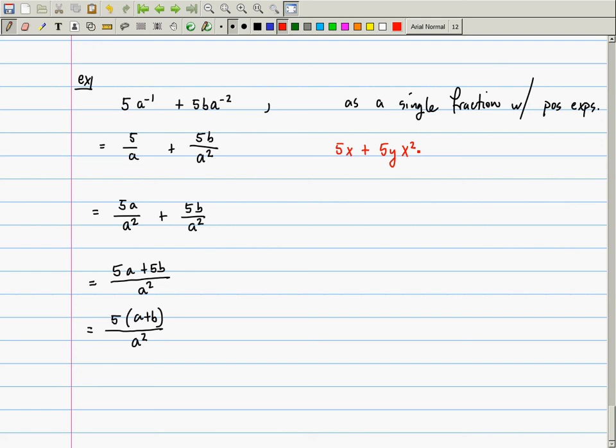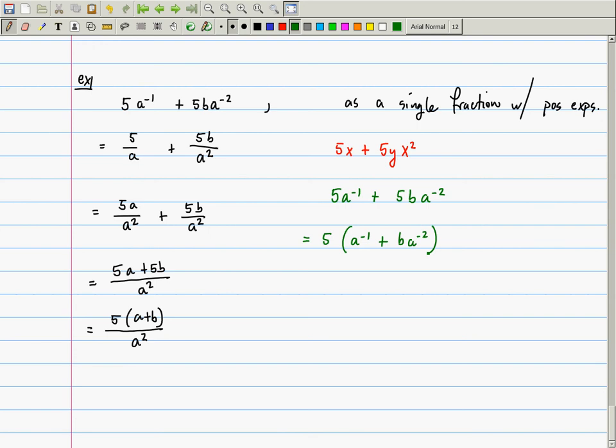So now I want you to look at this expression: 5a to the negative 1 plus 5b, that's 5b a to the negative 2. My claim to you is you can factor something out of here. First off, you can obviously factor a 5 out. This is 5 times (a to the negative 1 plus b a to the negative 2). There's probably no arguments here. But you can factor out a power of a as well. What power of a should you factor out?